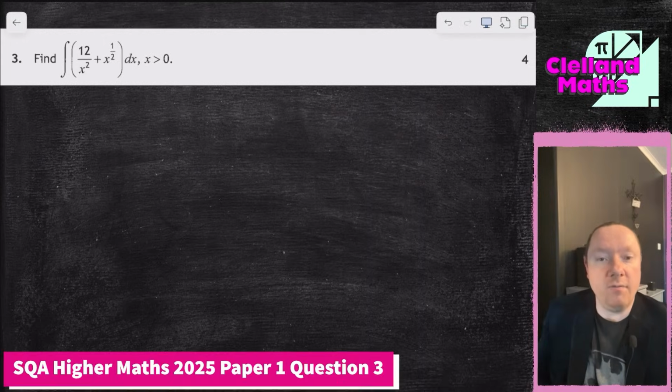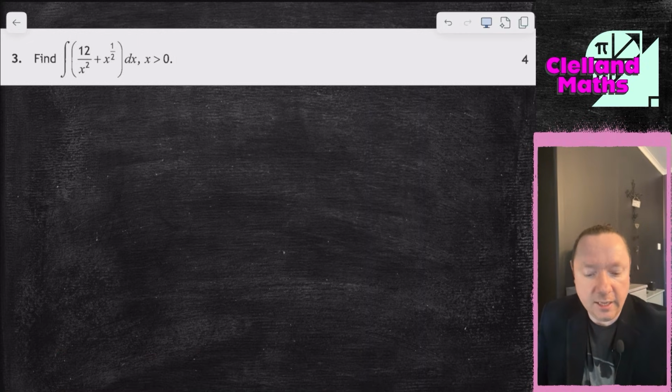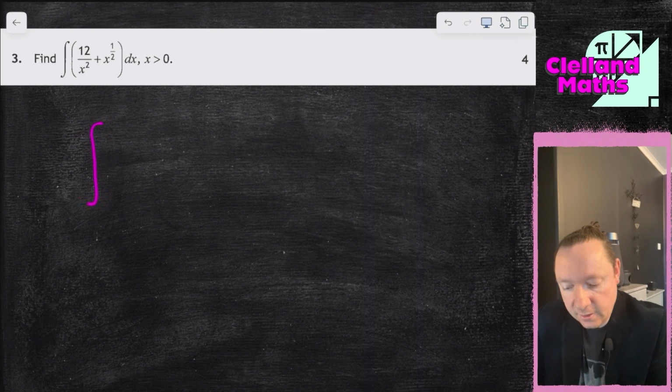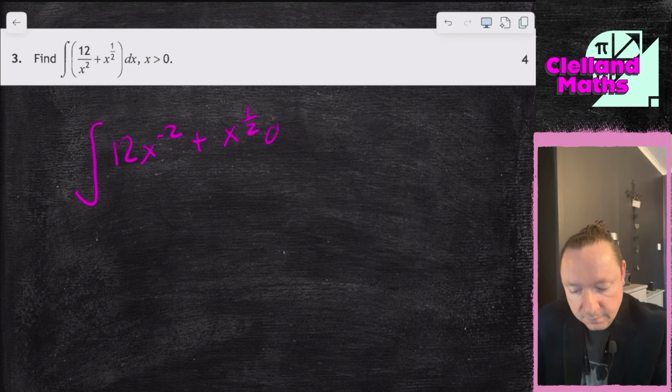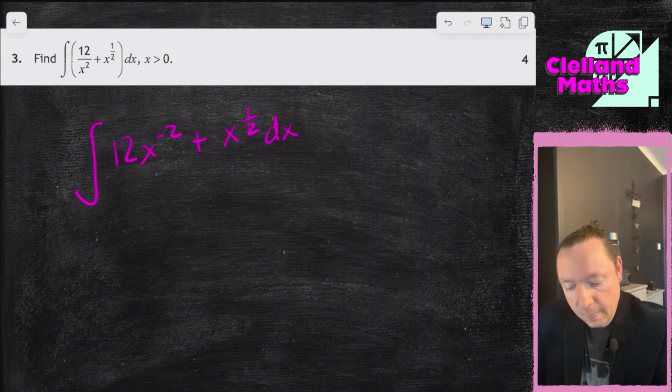SQA Higher Maths 2025, Paper 1, Question 3. Integrate 12 over x squared plus x to the half, dx. So I need to get it ready to integrate. So that's 12x to the minus 2 plus x to the half dx. Add 1 to the power, divide by the new power. Minus 2 add 1 is minus 1. Divide by minus 1 gives me minus 12.